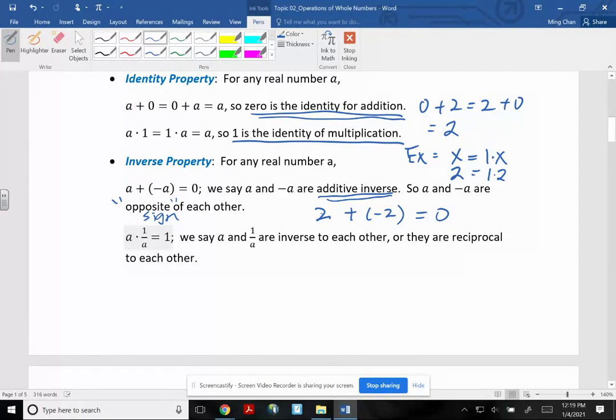The reason why I'm using the word opposite instead of inverse is because I use the word inverse for multiplication. So for a real number a, like for example 2, times its inverse, which is 1 over 2, or 1 over a, the answer will always be 1. So here we say a and 1 over a are inverses of each other. I normally use the word inverse when it comes to multiplication. When it comes to addition, I will use the word opposite. Okay. So opposite, just think about it, means opposite signs.